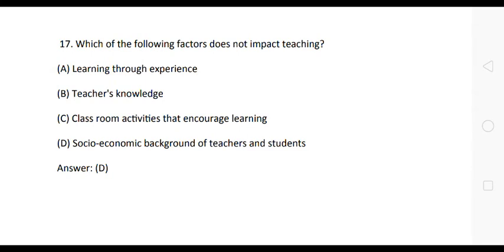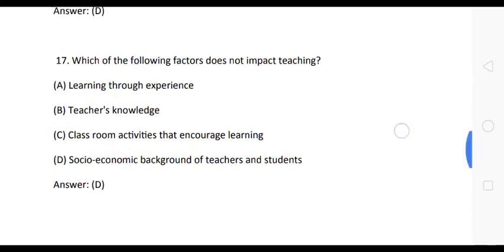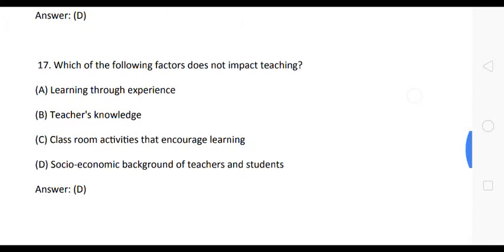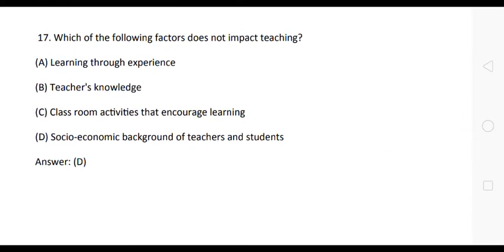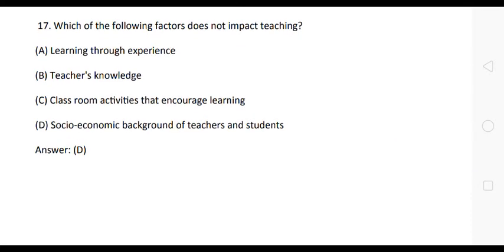Now let us see next question. Next question is, which of the following factors does not impact teaching? Very important question. Option A, learning through experience. B, teacher's knowledge. C, classroom activities that encourage learning. D, socioeconomic background of teachers and students. Here the correct answer is option D. Okay, friends, socioeconomic background of teachers and students does not impact teaching. Option D is the correct answer.